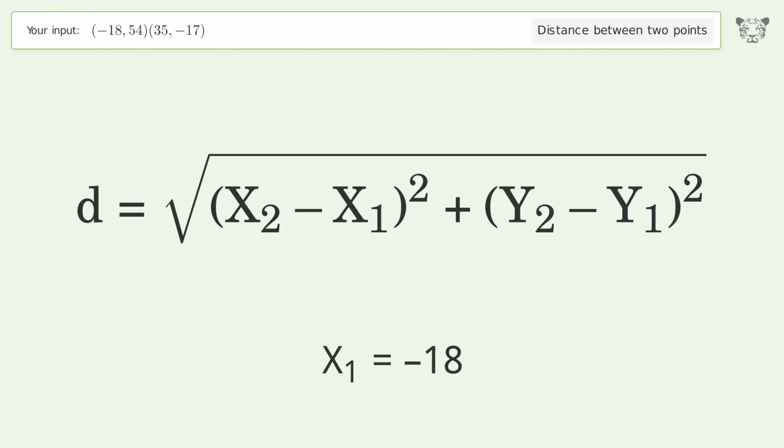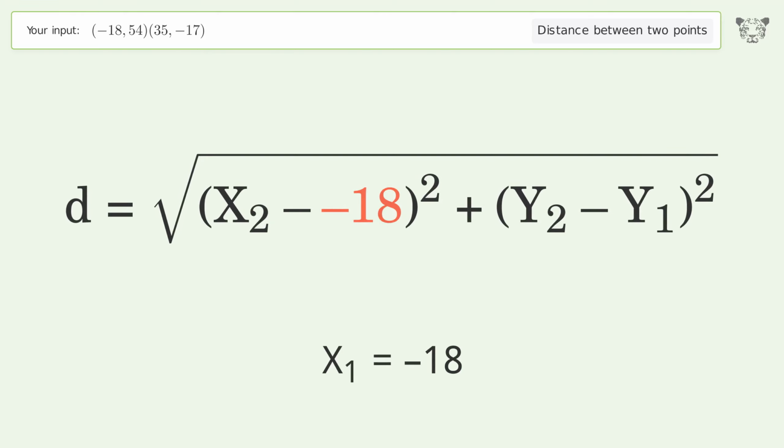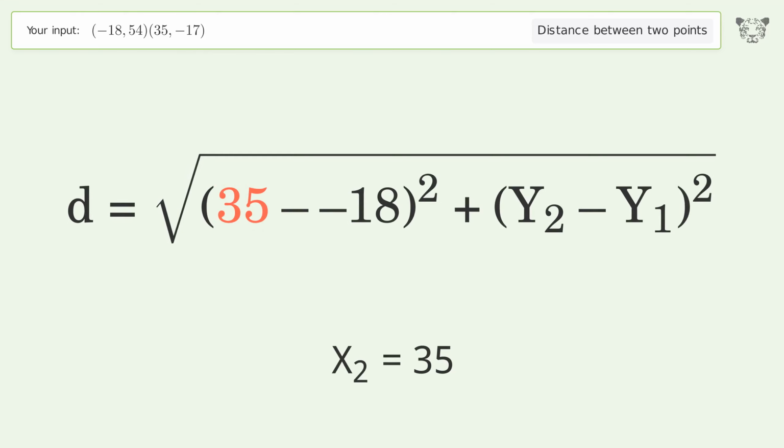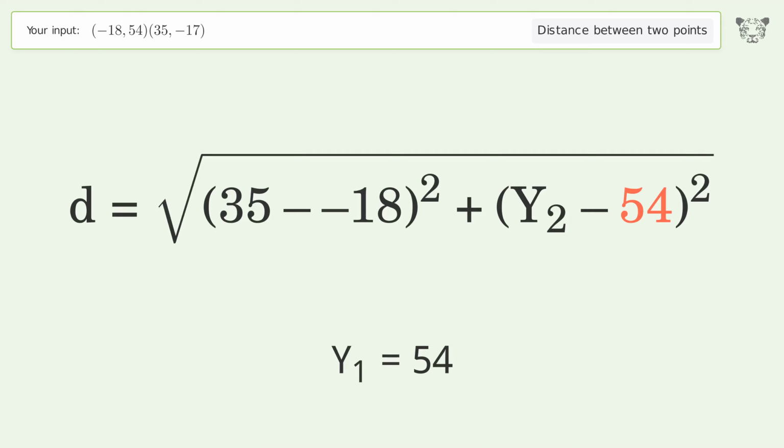x1 equals -18. x2 equals 35. y1 equals 54. y2 equals -17.